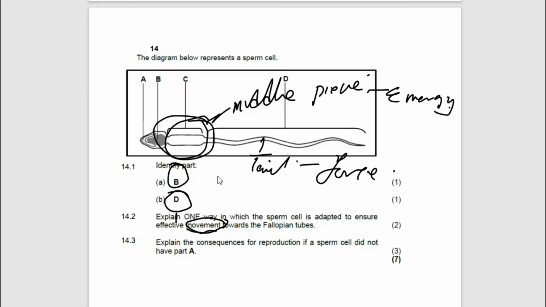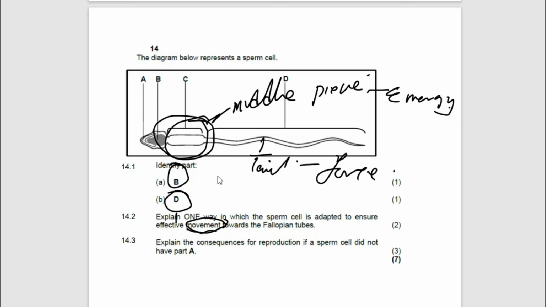What is part A? It is the acrosome. So what is the function? You first ask yourself, what is the function of the acrosome? The function of the acrosome is to release enzymes which are used to digest the membrane of the ovum so that the sperm can penetrate during fertilization. So the major function is to contain enzymes which digest the membrane of the ovum so that fertilization can take place. So if part A is not there, that will not take place.